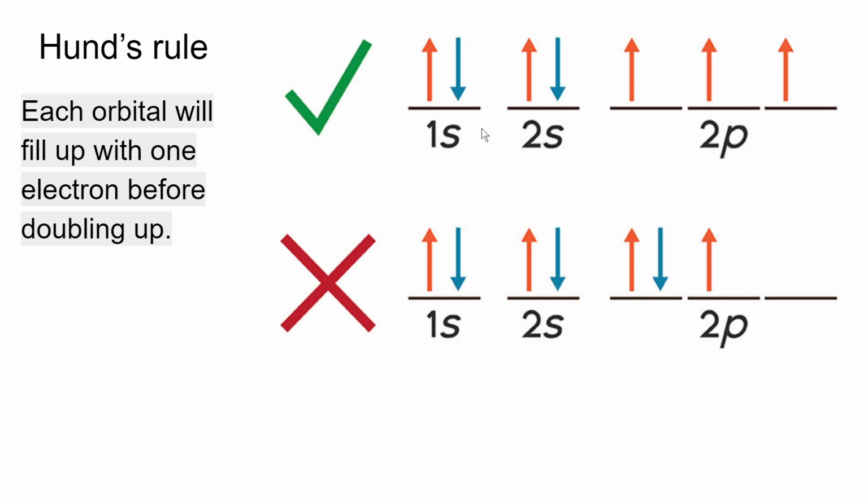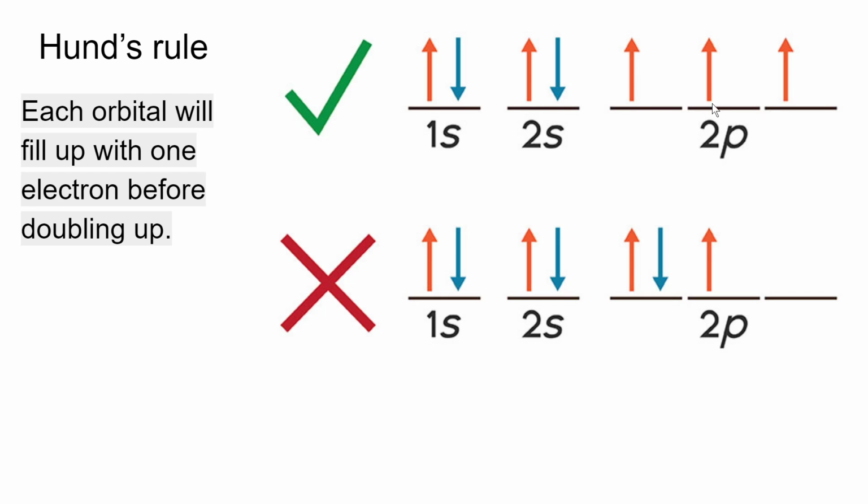Also, this is how we draw electrons. Each of these, so 1s can hold 2 electrons, so we draw it like this. 2s can hold 2 electrons, so we draw it like this. 2p can hold 6 electrons. So what we could do is double up each of them to make 6 total.